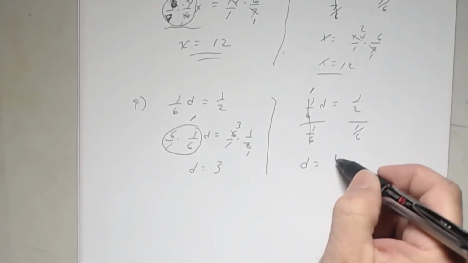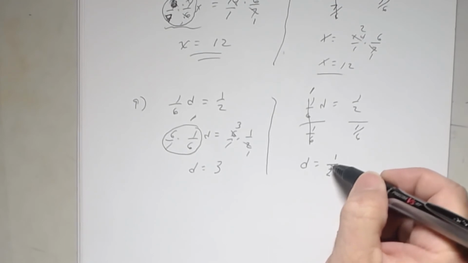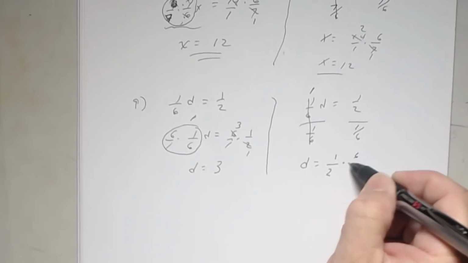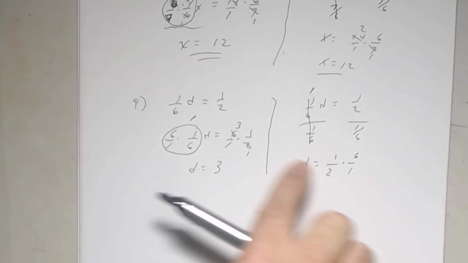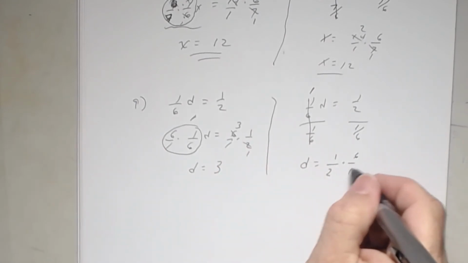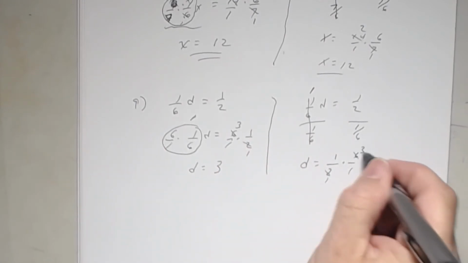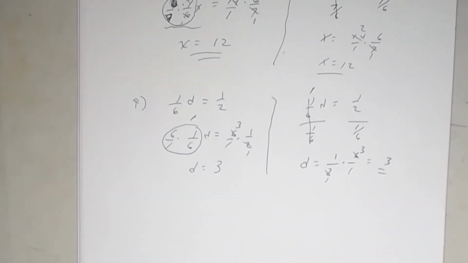You said what? Multiply by the reciprocal. So it's 1/2 times what? And isn't that what this was? Okay, so you get 2 into 2 is 1, 2 into 6 is 3, so what's the answer? 3. D equals 3. Okay.